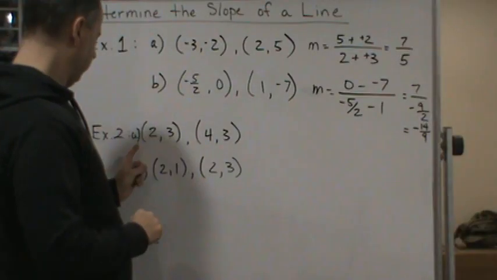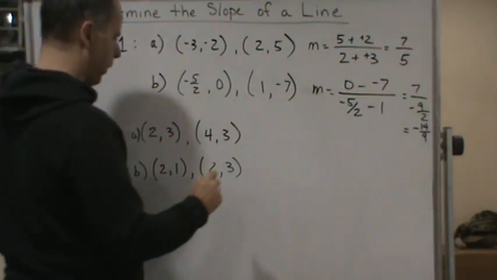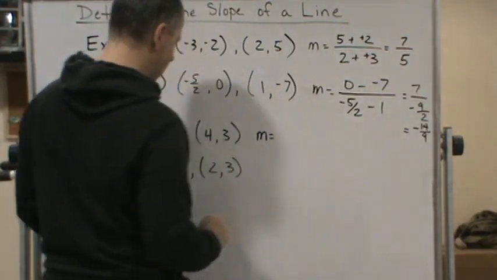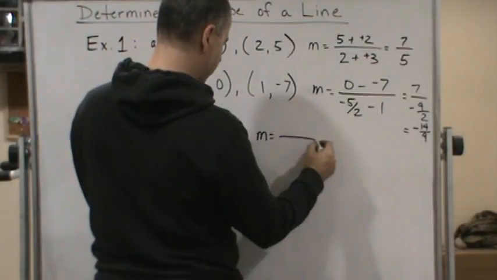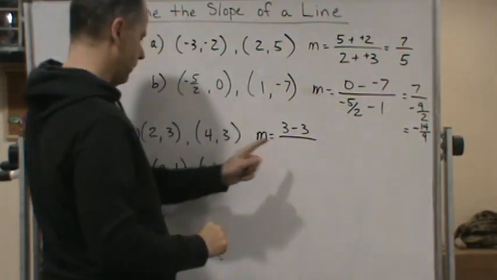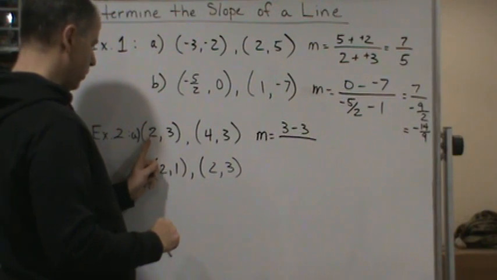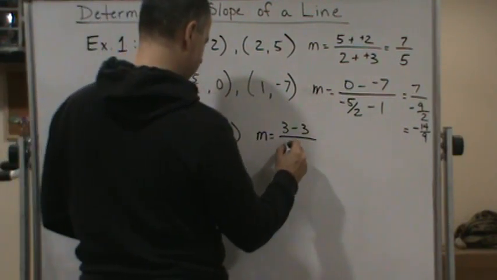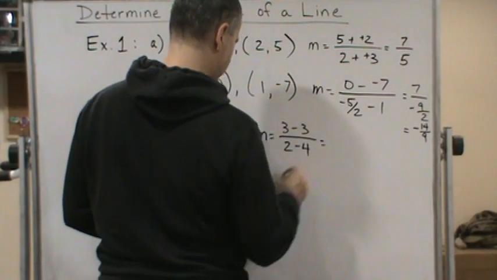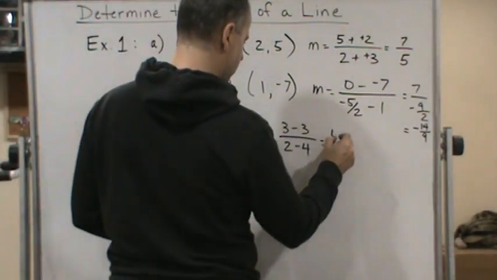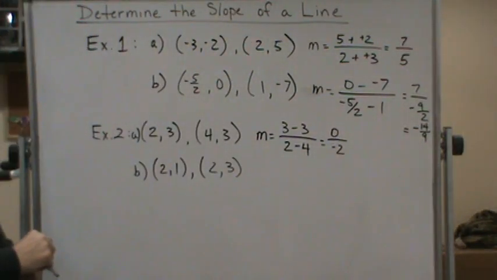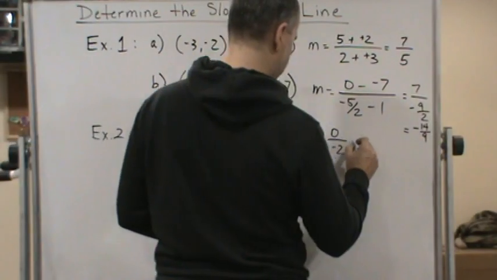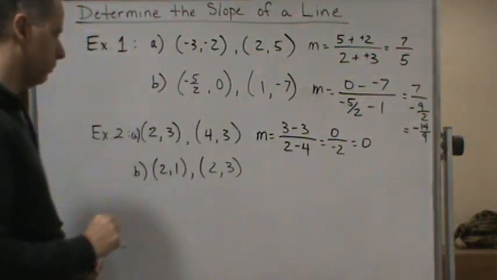Now what about here? Let's do the second example. Let's do these points. Again, let's just do the y's first. So 3 minus 3, that's going to give us 0. And then we'll do 2 minus 4. And so this gives us 0 over negative 2. And so what's the slope here? That's going to be 0. So we have a slope of 0.